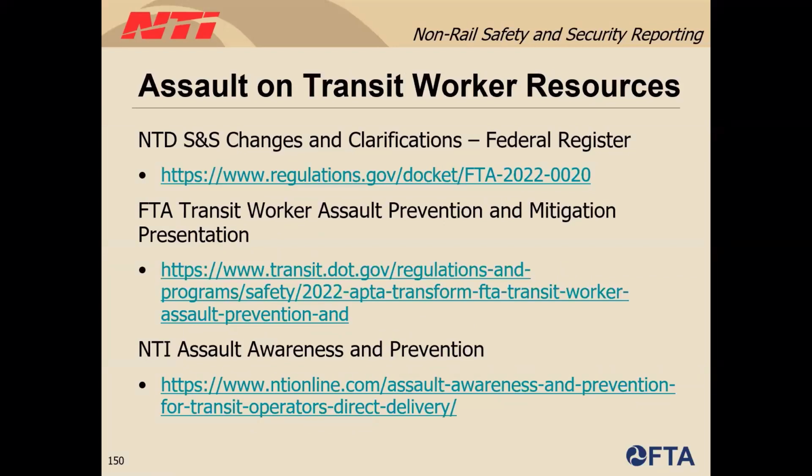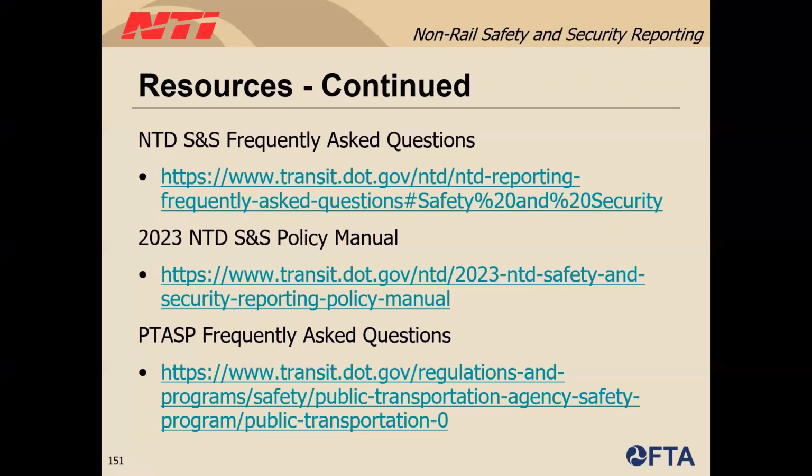There are several resources available for further information on assaults on transit workers. These resources are continued on the next slide and include guidance for the NTD reporting, as well as an informational presentation by TSO, which covers assault on transit workers initiatives and how NTD data collection ties into tracking progress towards the risk reduction program. Both the SNS policy manual and NTD FAQ page have been updated to include information about assaults on transit workers. There is also an FAQ for the Public Transportation Agency Safety Plan Final Rule.